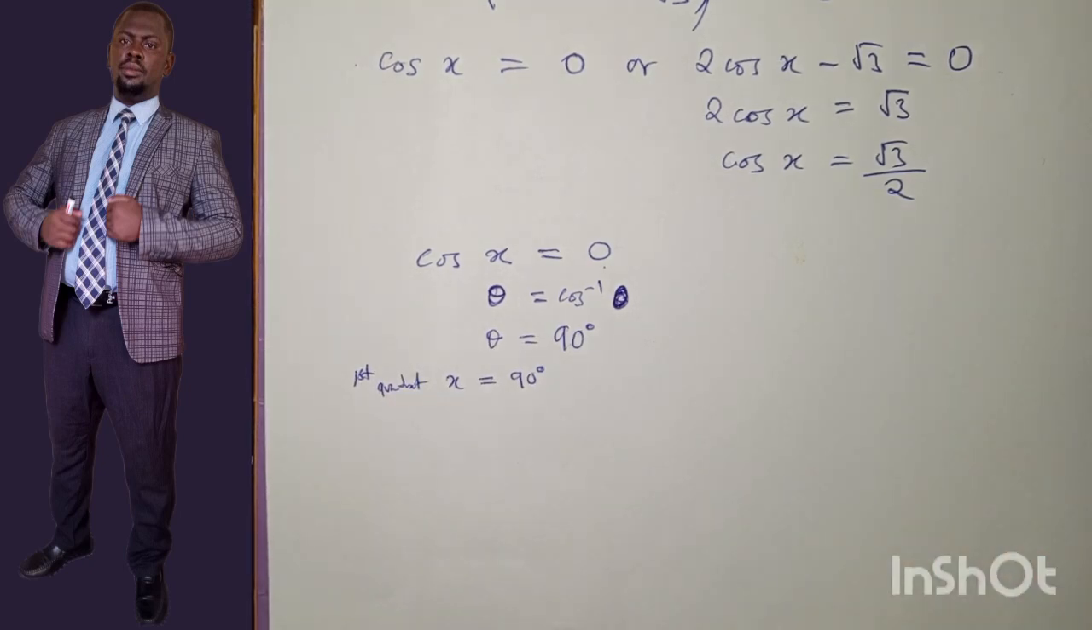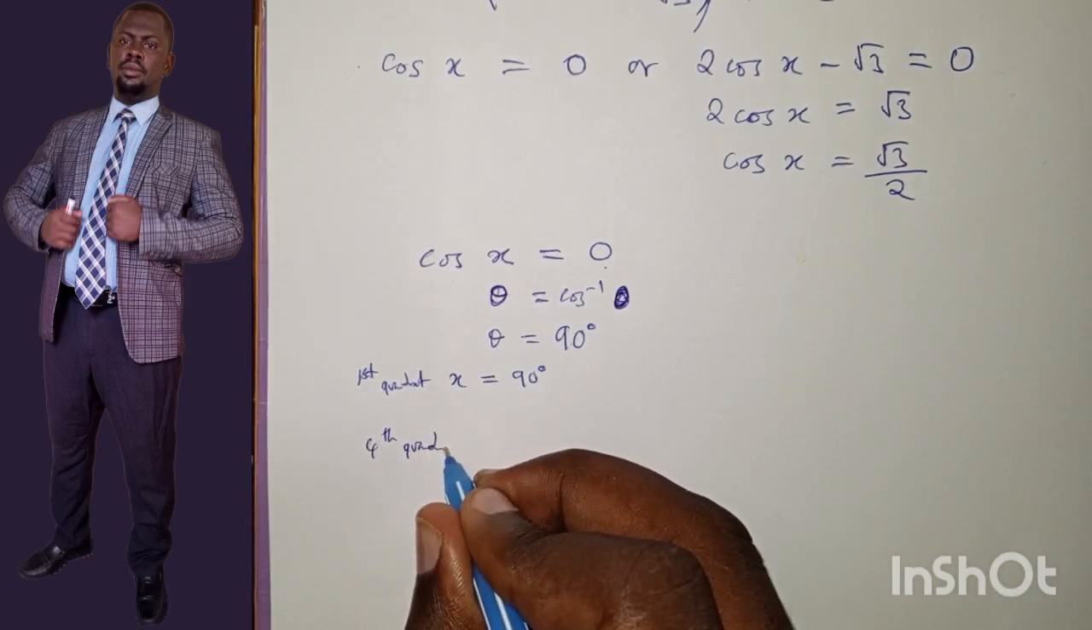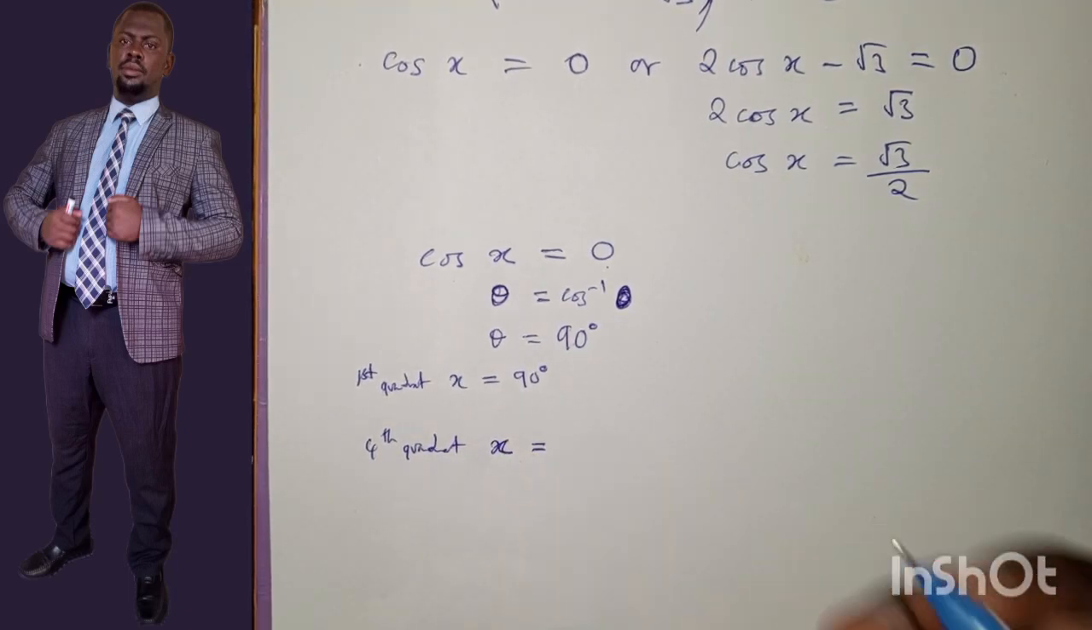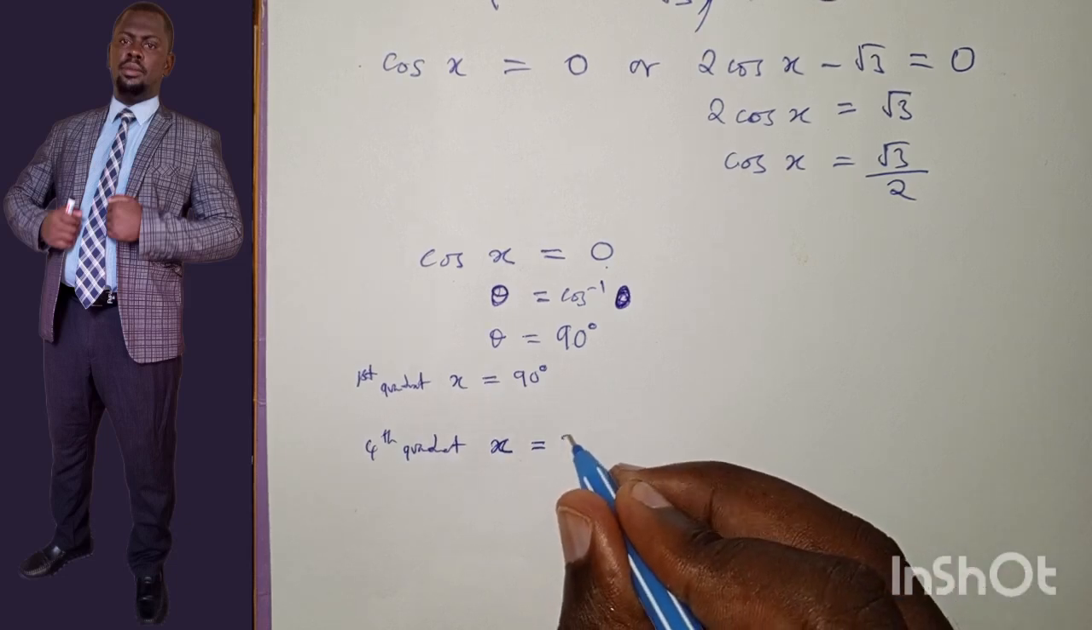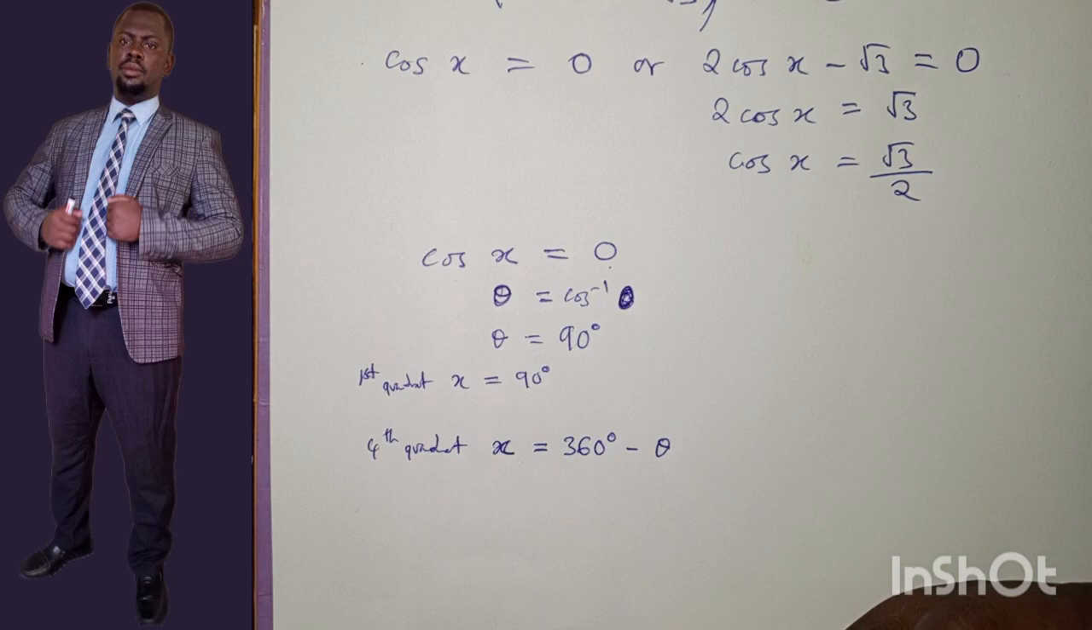Okay, so cos is positive in the first quadrant and the fourth quadrant. So we go to the fourth quadrant. In the fourth quadrant, the formula is x equals 360 degrees minus theta, where theta is the angle in the first quadrant. So x is equal to 360 degrees minus theta, and theta is 90 degrees.